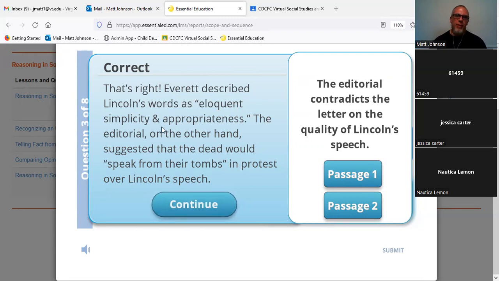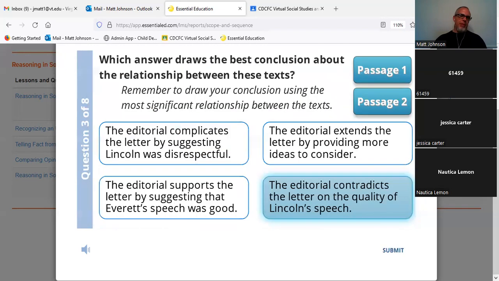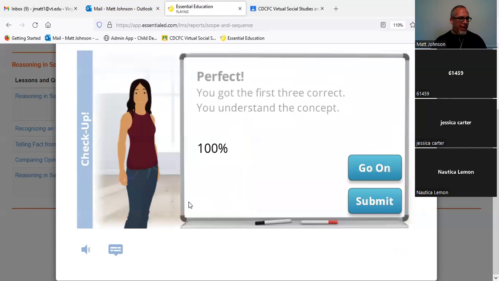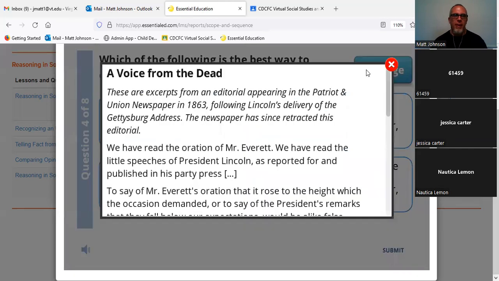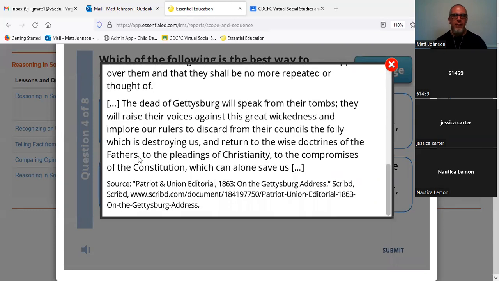So Everett described Lincoln's words as eloquent simplicity and appropriateness. The editorial, I told you, watchful language, speak from their tombs in protest over Lincoln's speech. He called him silly. He said he didn't have any sense. So those are excellent buzzwords to get you in the mindset of the opinions offered there. So this, excerpts from an editorial appearing in the Patriot, the same thing.